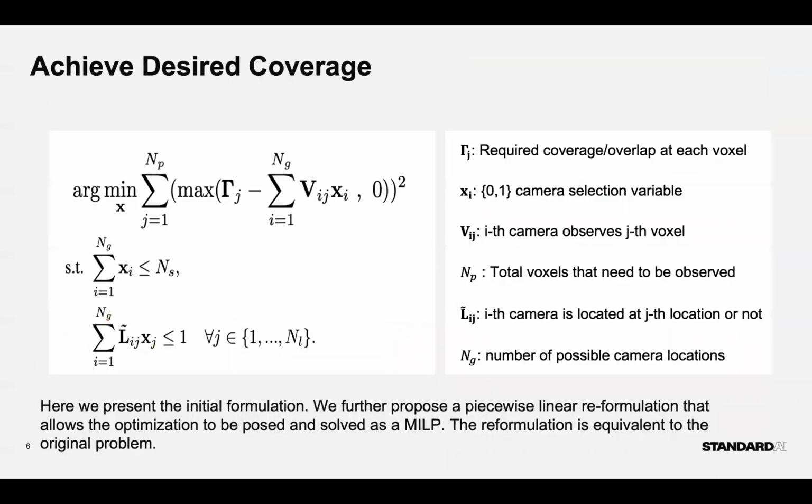Next, we discuss the overall optimization framework. The objective is to minimize the difference between the desired coverage at each location in the store given by gamma j and the overlapping coverage obtained by the set of selected cameras, given by the summation of camera views of the selected cameras. We further impose a budget constraint on the total number of cameras that can be selected and add any location relation constraints that may exist.